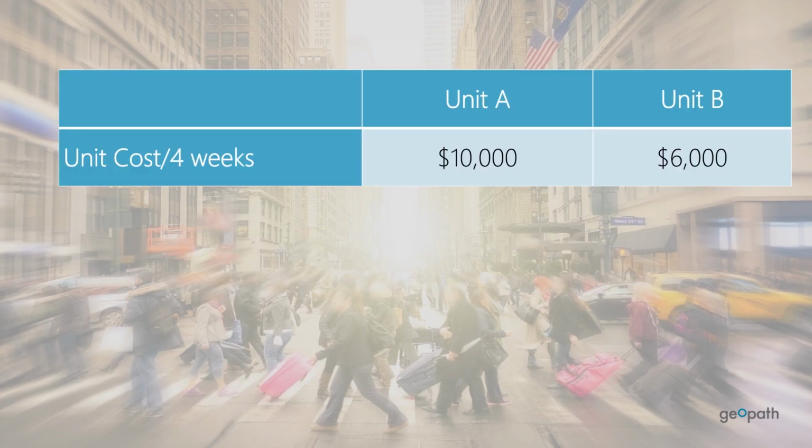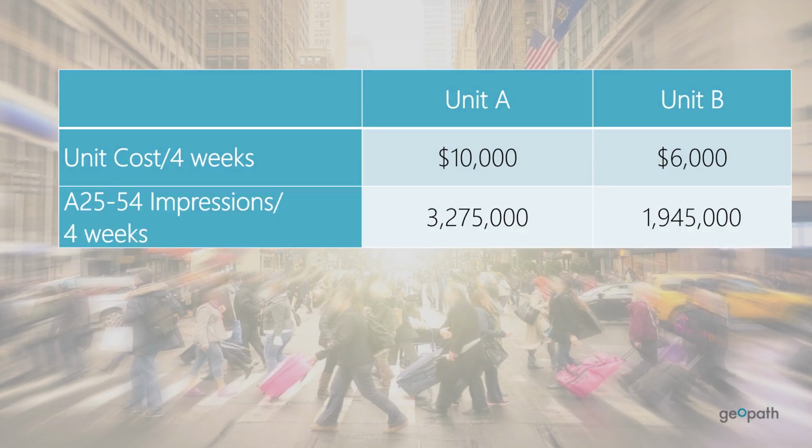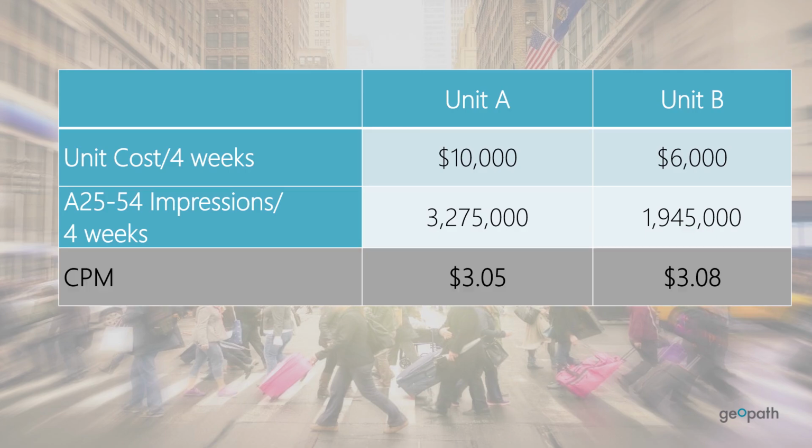If Unit A, for example, is $10,000 and Unit B is $6,000, which one should the advertiser purchase? First, let's add in the impression value for adults aged 25 to 54. Unit A does have higher impressions, but how does it compare based on efficiency? Let's calculate the CPM. When evaluating the CPM for this example, the higher cost unit is actually equal in efficiency because it delivers a lot of impressions.